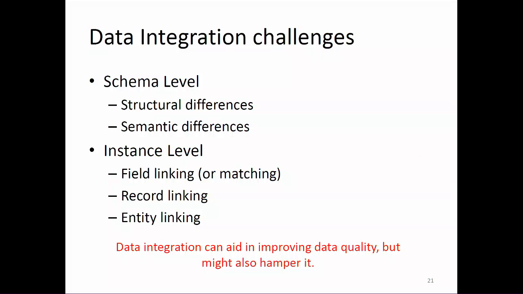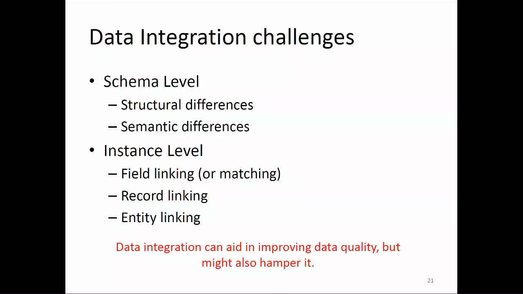What are the different challenges then? Depending upon whether you have physically moved data, or you have moved data on demand, or as a result of a certain event, however the data is coming in, once you have data from different sources, combining that data has certain challenges. First, the challenge of schema level, then instance level. When I say schema level, think about tables, right? What can go wrong if there are different tables? Structural differences and semantic differences.